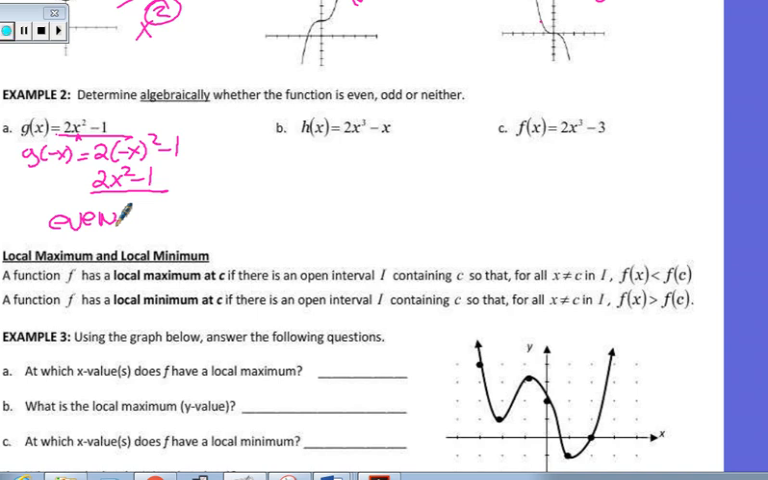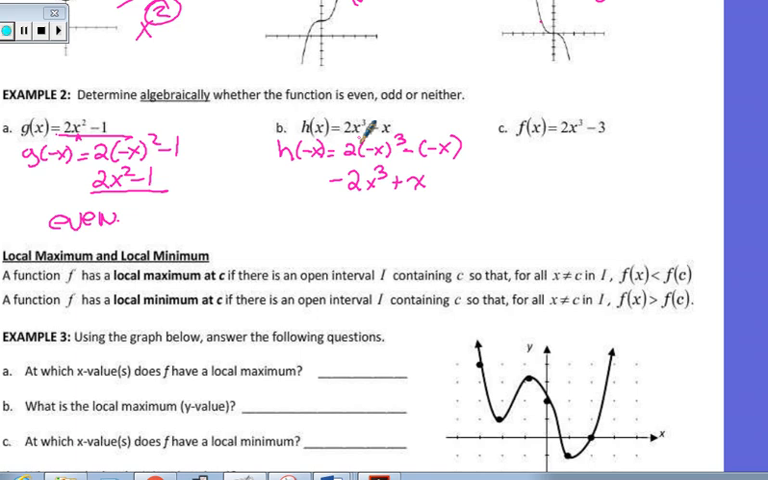The first thing we do is we test for the even function. So h of negative x would be 2 times negative x cubed minus, and again we're going to put another negative x in there. Okay, so if you raise a negative to an odd power, it stays negative, so we're going to wind up with negative 2x cubed plus x. This function here is not matching the original one, so it's definitely not even.